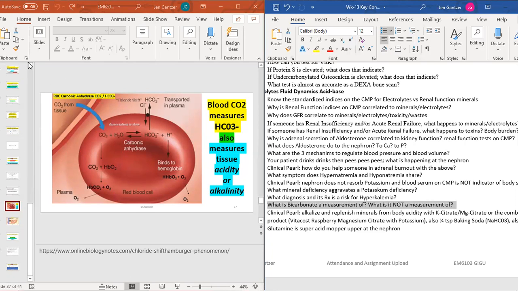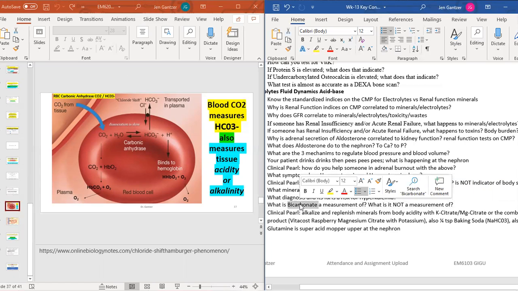Once the bicarbonate reaches the lungs, it goes back through that reversible reaction, will become the gaseous CO2 again, and we will exhale it. However, while the bicarbonate is traveling in serum throughout the rest of the peripheral body outside of the lungs or the red blood cell, it's one of the most potent buffers for acidity. So how do we measure acidity on the CMP? It's the carbon dioxide, which is a direct measurement of bicarbonate. What is it not? It is not gaseous CO2.